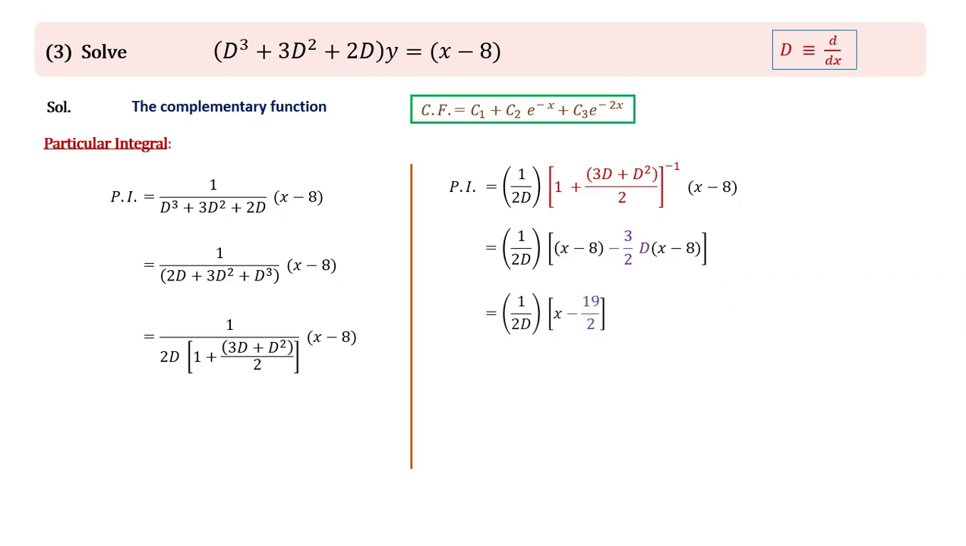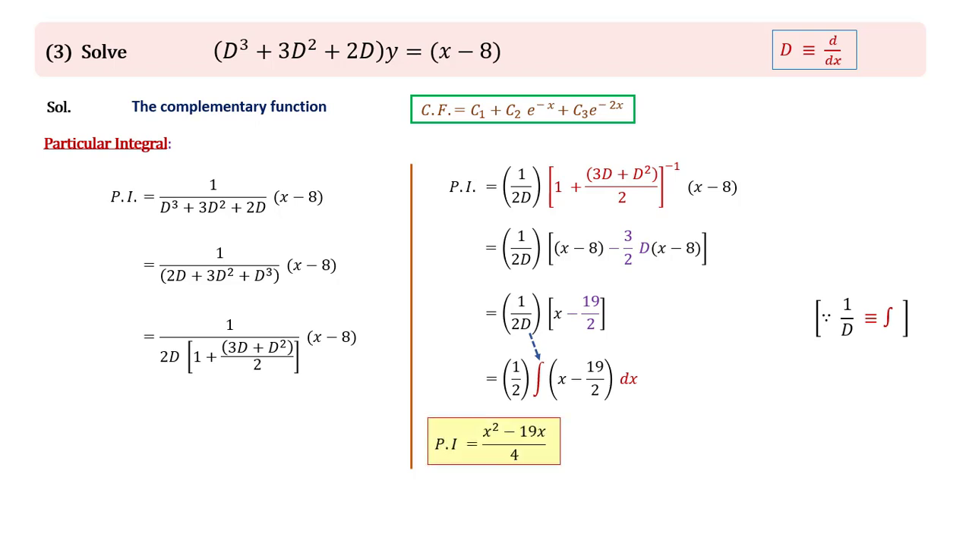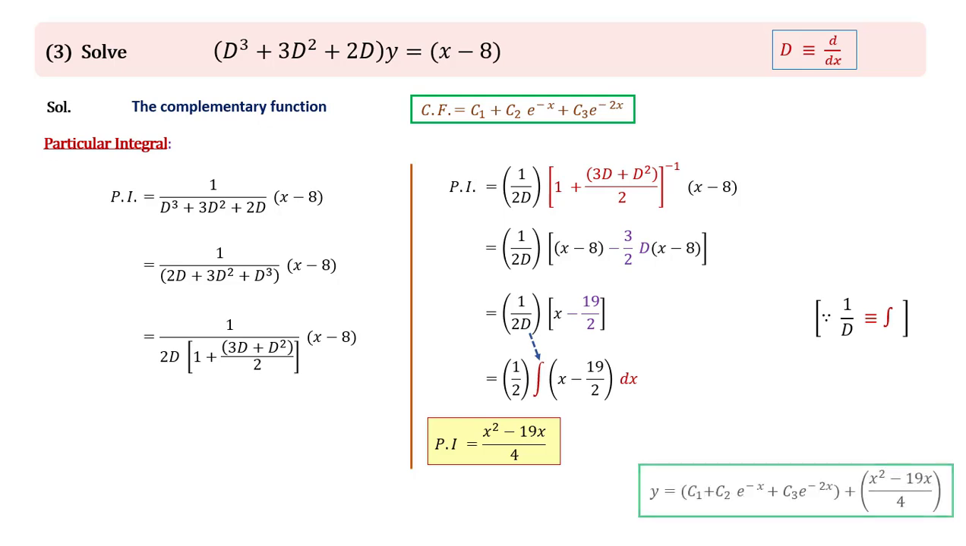As we know that 1 upon D stands for single integral. Therefore, we have. Now, after some calculation, we will get the particular integral, and the particular integral is. Therefore, the complete solution of the given differential equation is.